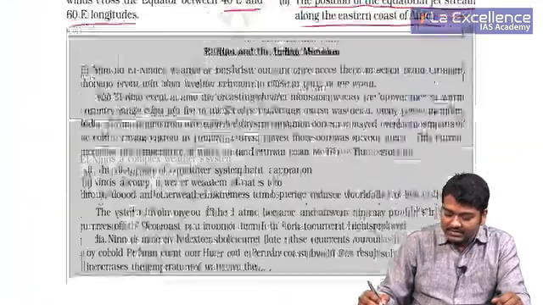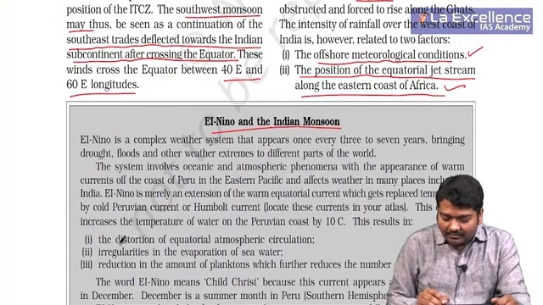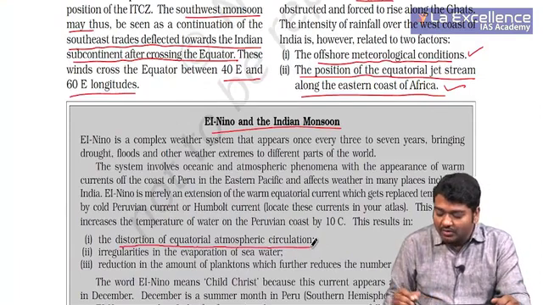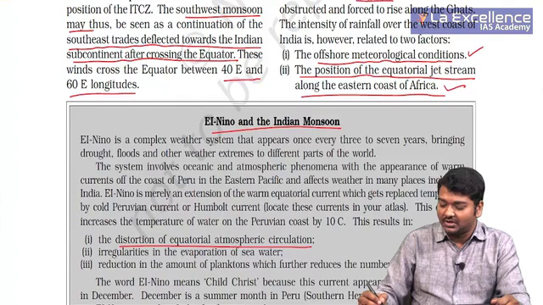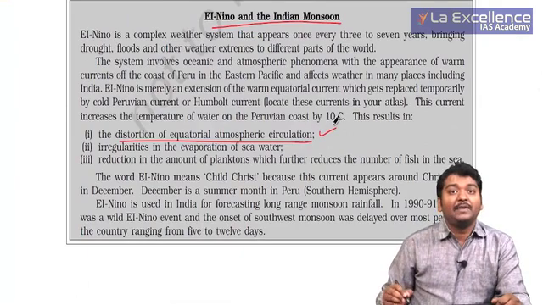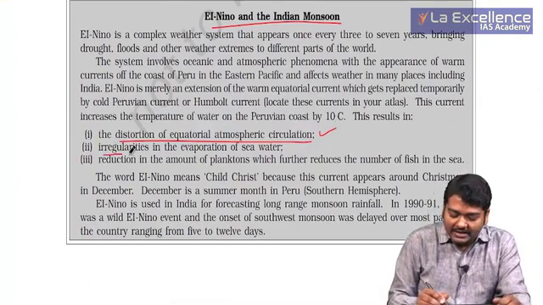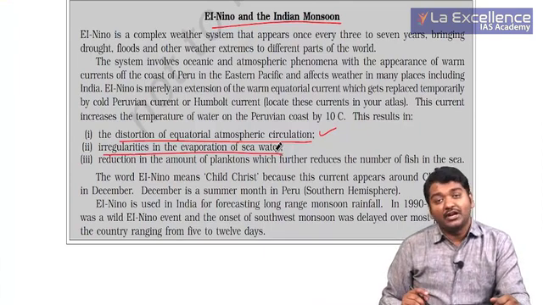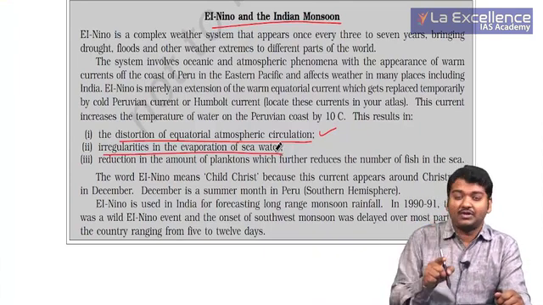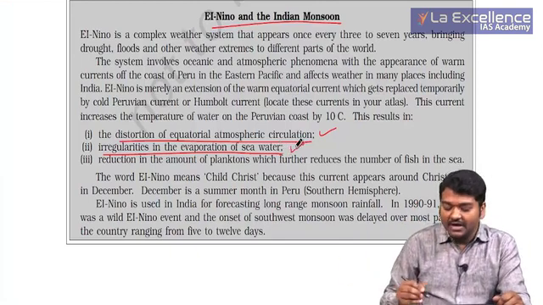Can you observe this? El Nino and the Indian monsoon. What happens? There will be distortion of the equatorial atmospheric circulation. Did I show you the two important circles? That is, the circulation will be affected. Walker circulation will be affected. Irregularities in the evaporation of the seawater: I showed you first it was near Australia, but during El Nino year it will be near Peru. This will actually create trouble.